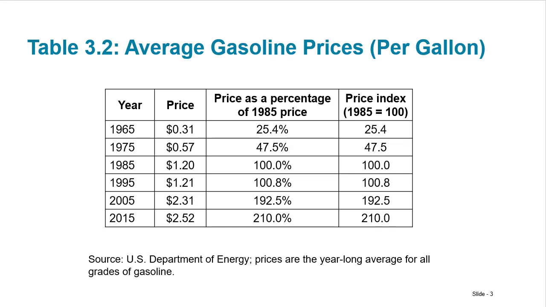Average gas prices per gallon. So in 1965, it was 31 cents. In 1985, it was $1.20. So price as a percentage of 1985, if you put 0.31 over $1.20, that's 25.4%. So the price index is 25.4, right?